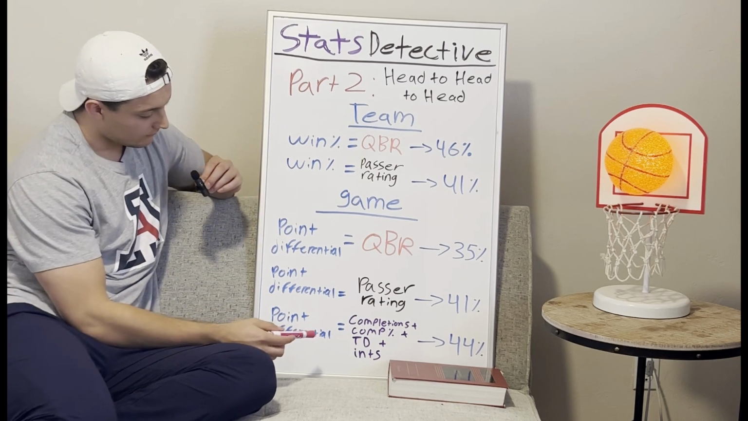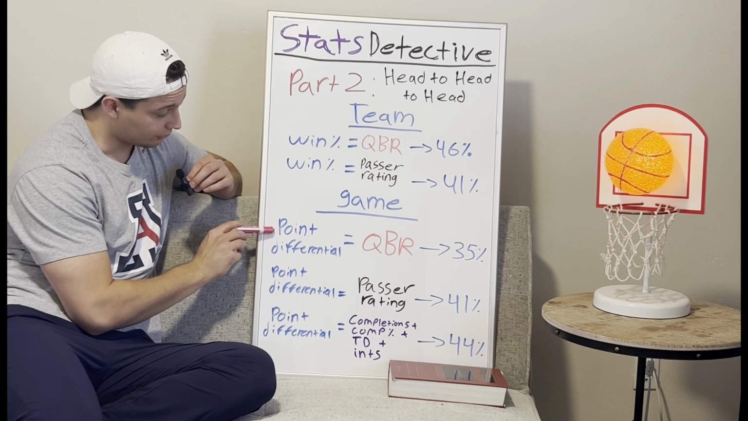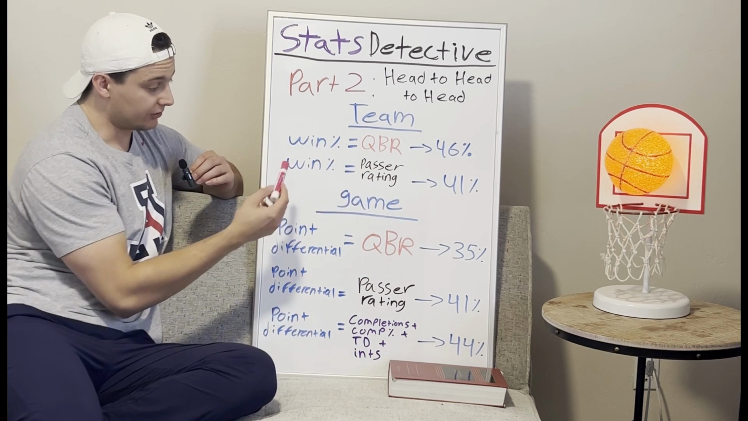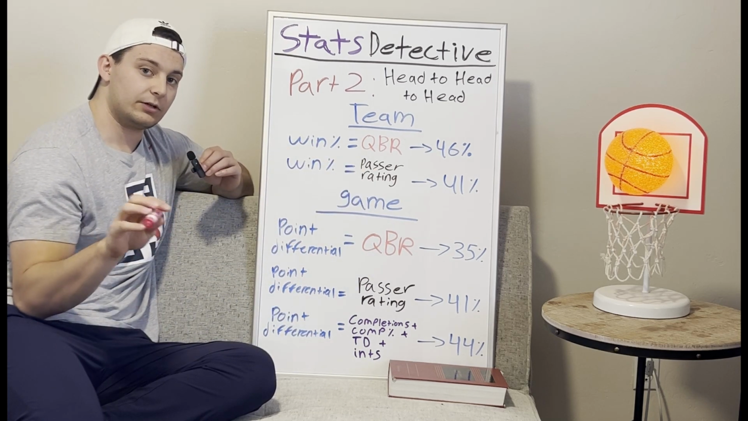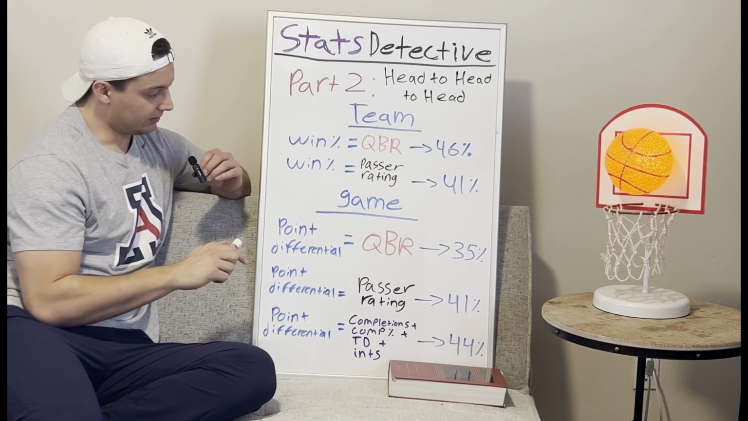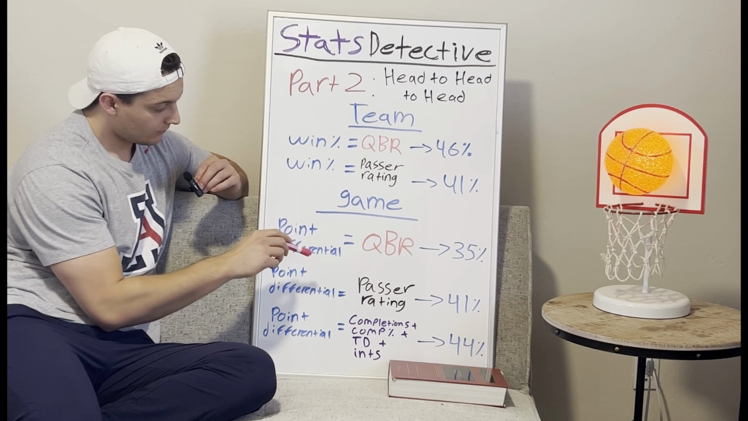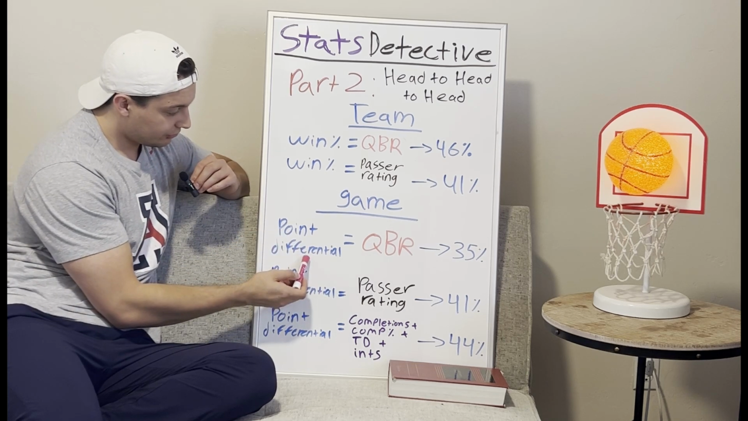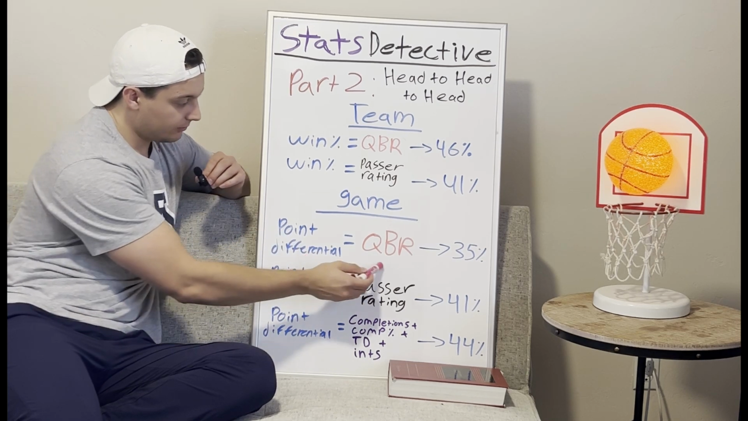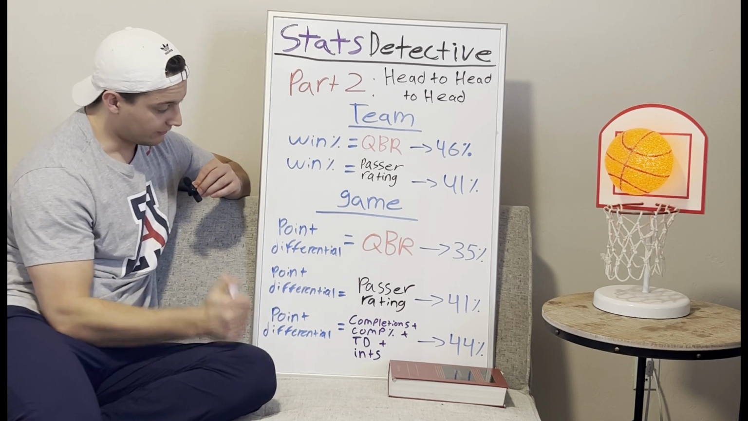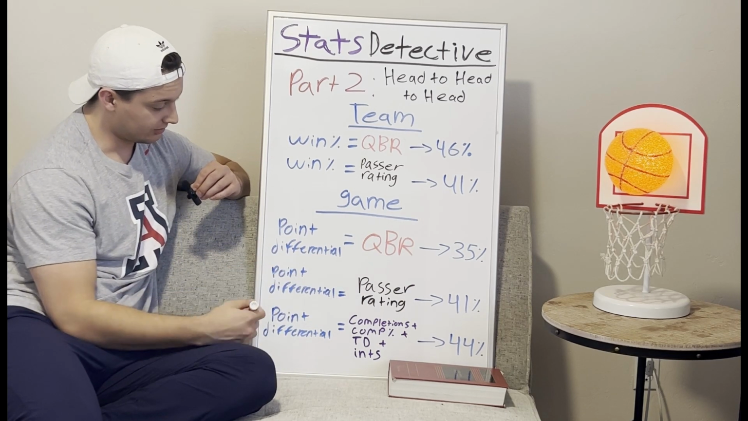So if you look at point differential, now these are all linear regressions. I also did logistic regression analysis. We'll get into that in a minute. But if you do linear regression, you find that point differential is predicted by QBR at a rate of 35%. So 35% of the variance of point differential is predicted by QBR.